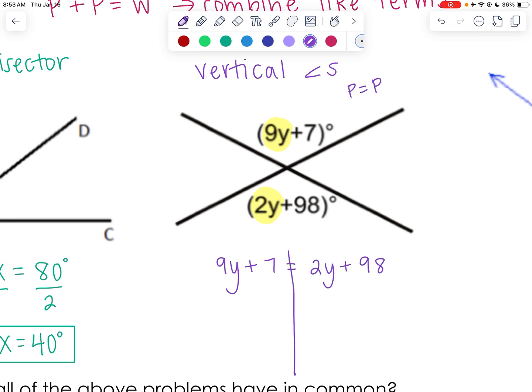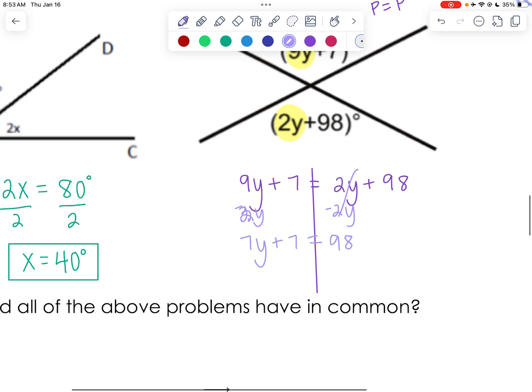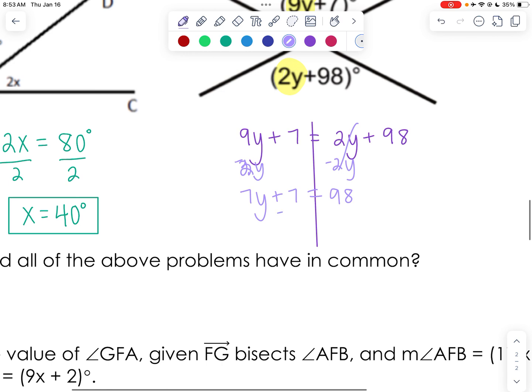And then I'm going to set up my fence and I'm going to solve. And a lot of times with part equals part, you're going to have variables on both sides. And so I always want to start on the right and put that variable on the left. So I'm going to subtract 2y from both sides. So 9y minus 2y would give you 7y plus 7 equals 98. And then from there, subtract 7. So 7y equals 98 minus 7, which is 91.